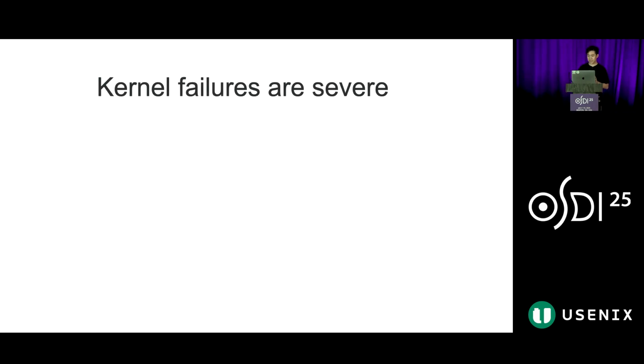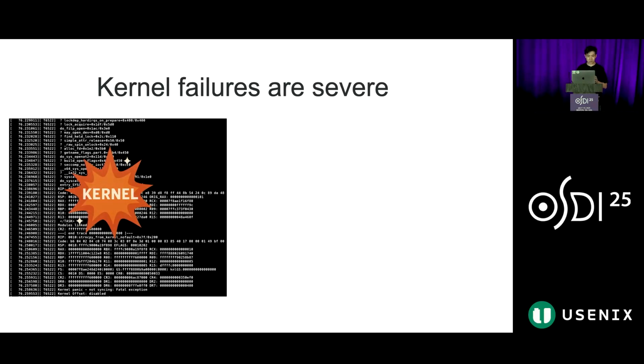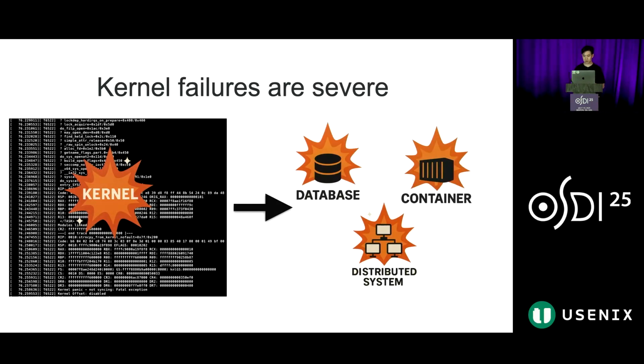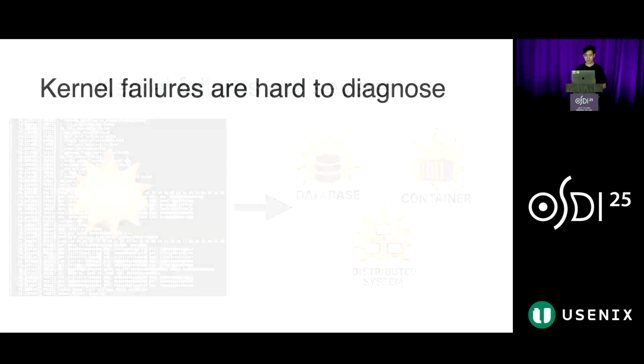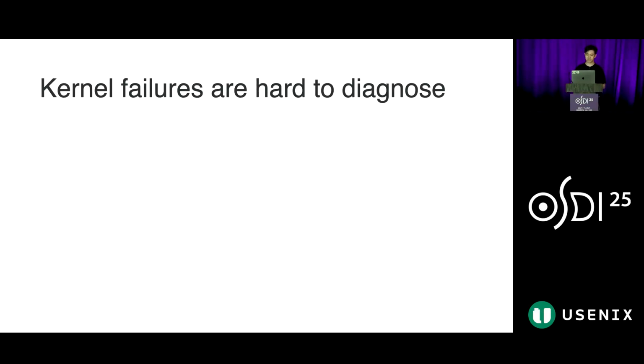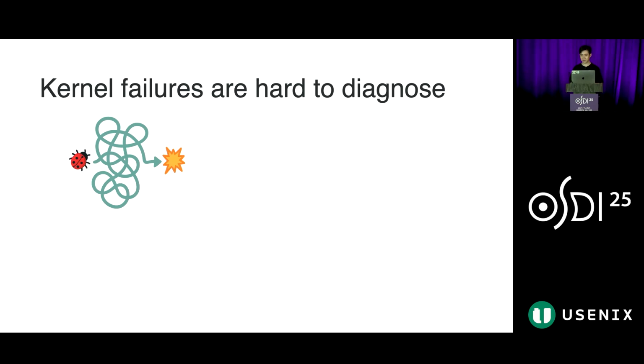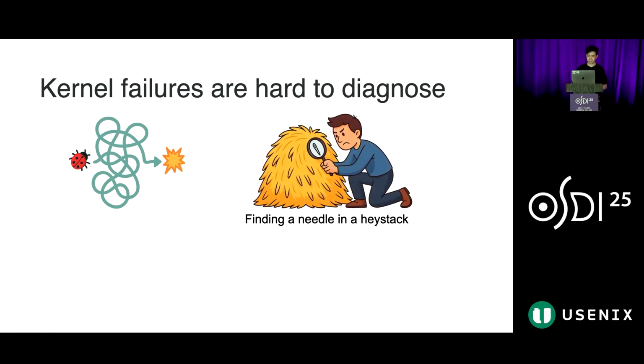We know kernel failures are severe. They take the whole machine down, and all the applications are disrupted. So diagnosing and fixing kernel failures is critically important. However, even if we have the core dump or the log message at the failure point, they still give us partial clues. Due to the high complexity of kernel execution, the failure point could be far away from where the bug originated. This makes diagnosing kernel failures feel like finding a needle in a haystack.